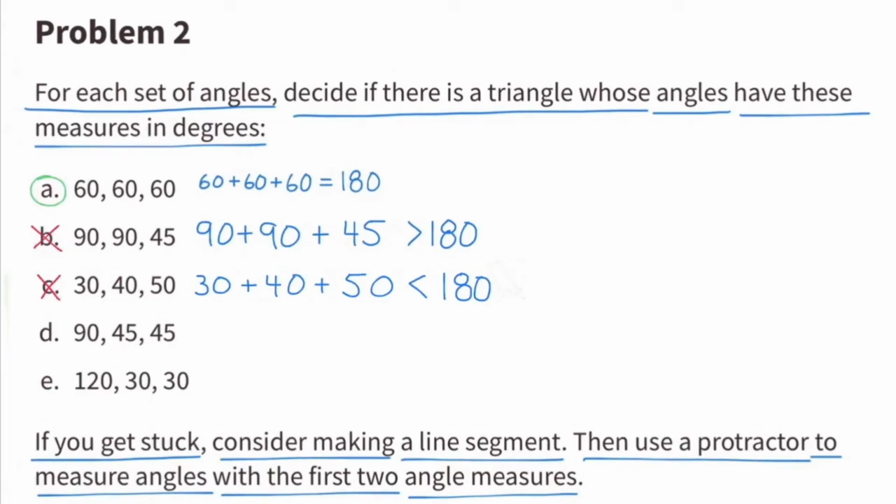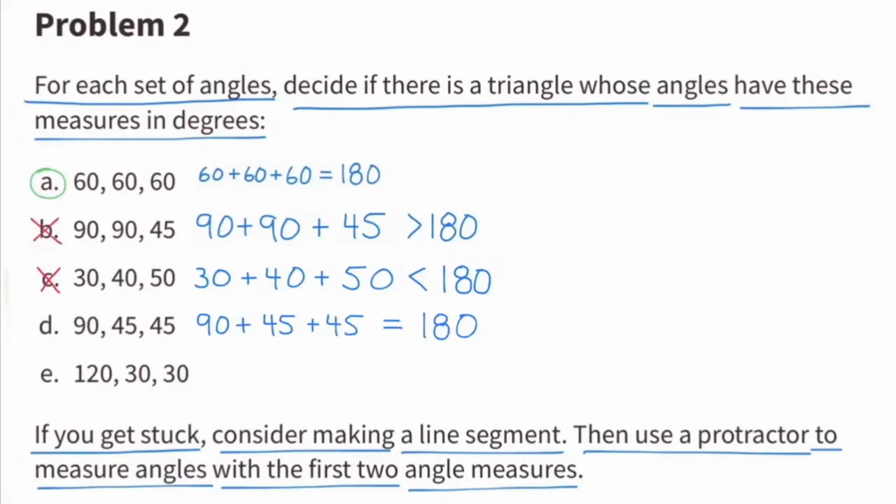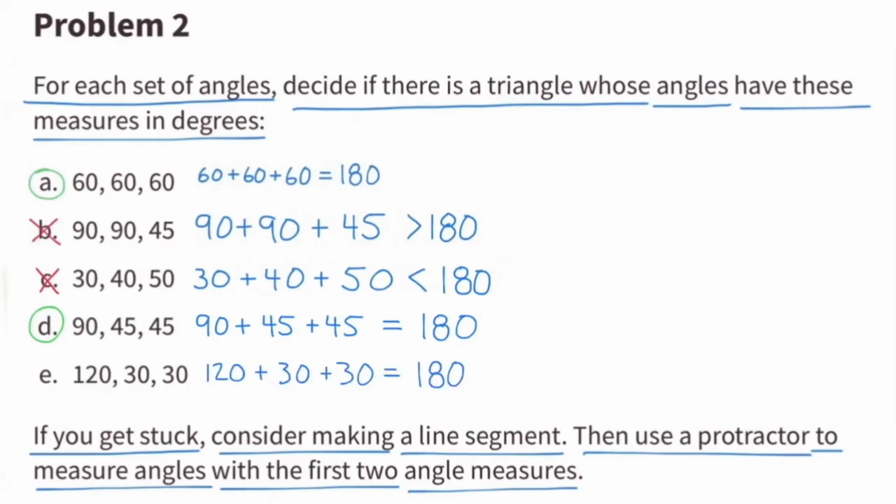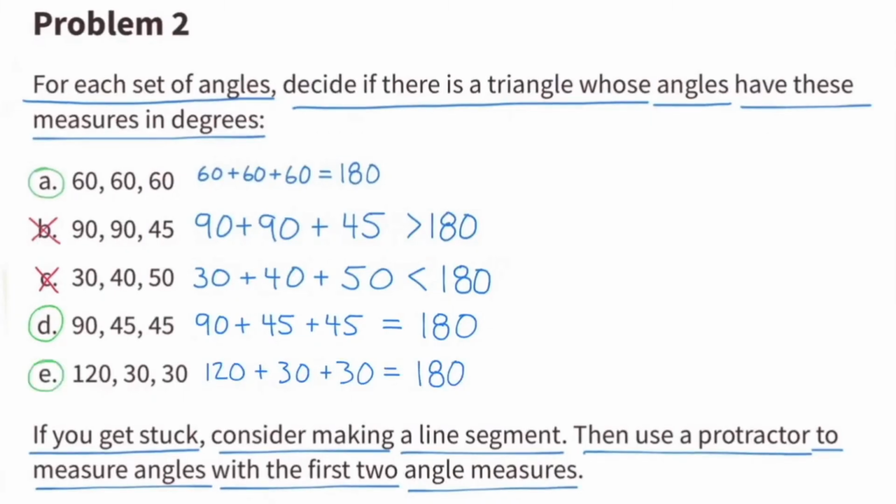D. 90 plus 45 plus 45. 90 plus 45 plus 45 is exactly 180 degrees, so D would be yes. E. 120 plus 30 plus 30. Well, 120 plus 30 plus 30 is exactly 180, so E would also be yes.